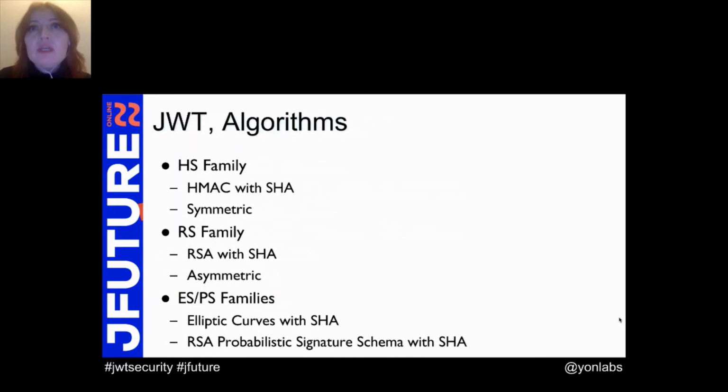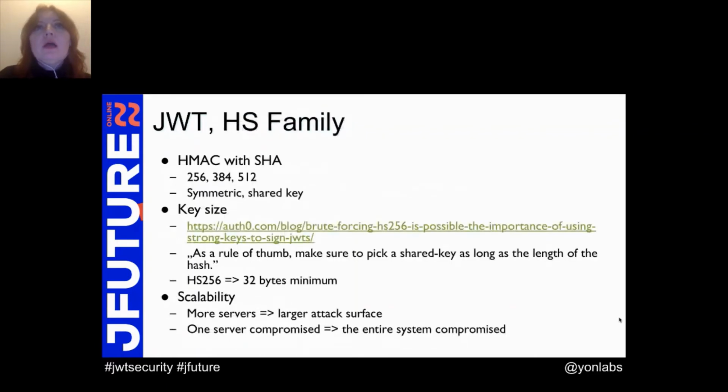It turns out it's pretty complicated to adjust our keys and algorithms properly, as there are many algorithms and different kinds of keys possible. There are 4 main algorithmic families available. The first 2 are the most popular, HMAC with SHA and RSA with SHA. As it comes to HMAC with SHA, the recommended key length is as long as the length of the hash. So for HS256, at least 32 bytes.